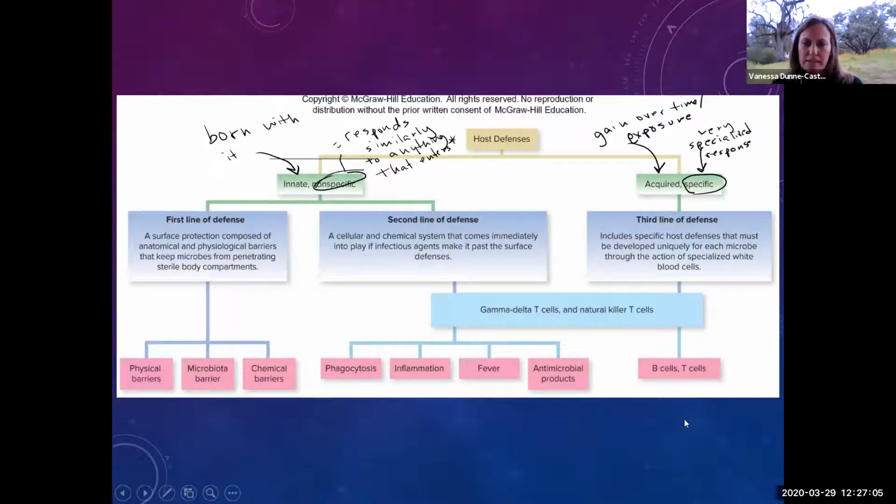Now, your third line of defense is where we're talking about our lymphocytes. These are B and T cells. So this is lymphocyte.